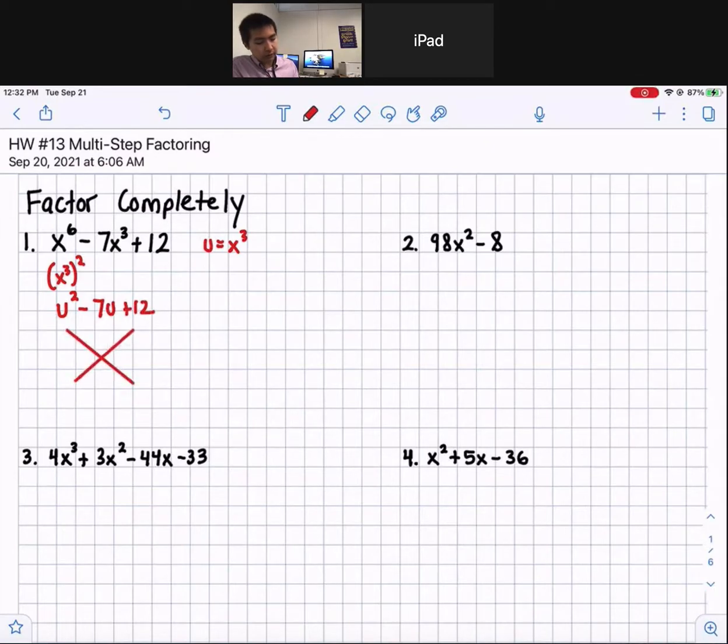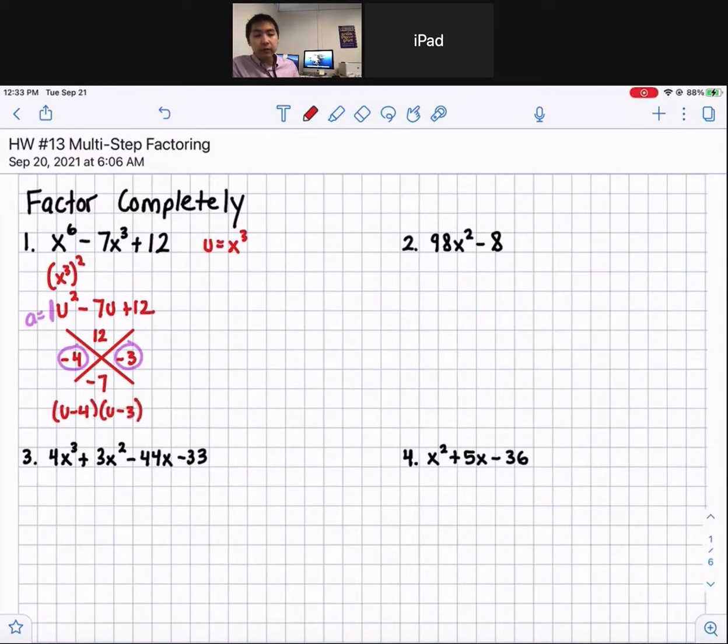And if you look, your a value is a 1, which means you do a times c up top, 12, b on the bottom. The 2 numbers that multiply to 12, but when you add give you negative 7, are negative 4 and negative 3. And since a is equal to 1, we just use the 2 side numbers, u minus 4 and u minus 3.